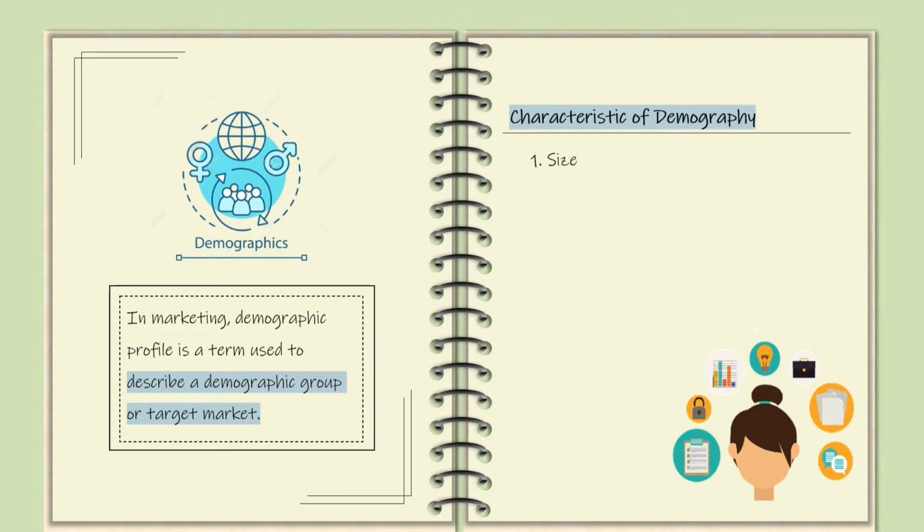Second characteristic is composition. Composition is yung bumubuo sa population ng isang country. For example, this is age, gender, social class, religion, income, and education. Sila yung nagpahati-hati na bumubuo sa population ng isang country.